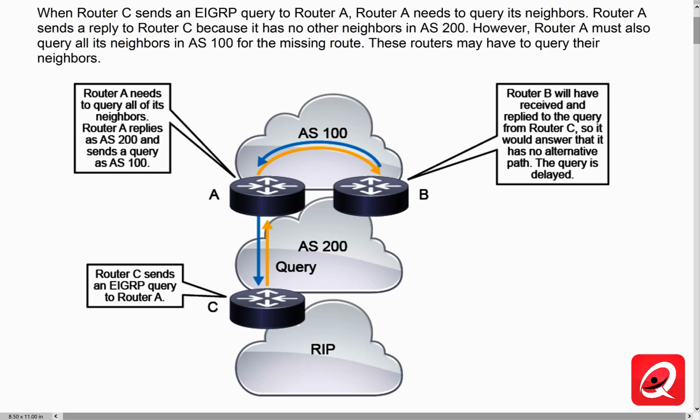All right. Router A replies for AS200. It sends the query into AS100. But if the timing is right or whatever, router B would have already received and replied to the query from router C as well, because they don't have it drawn here, but we have to assume that router C probably has, based on the previous diagram, some sort of neighbor relationship or adjacency with router B. All right. Now, the query wasn't stopped in this case. It was delayed, but it wasn't stopped.